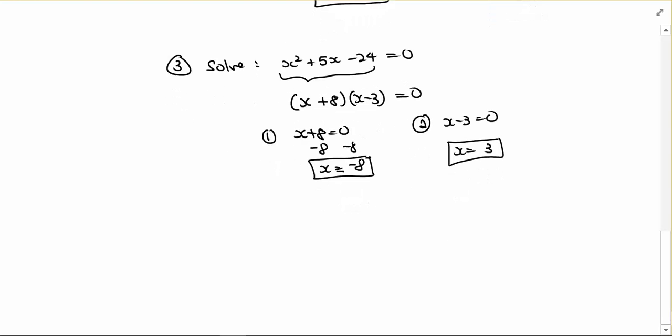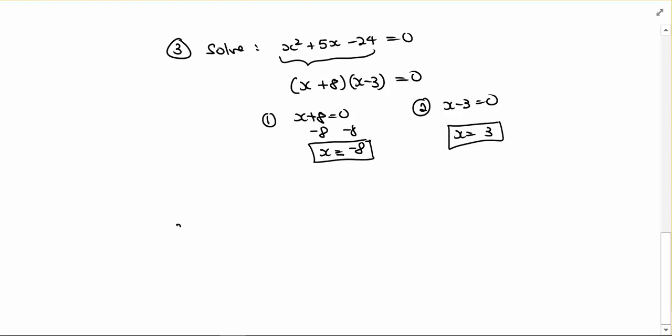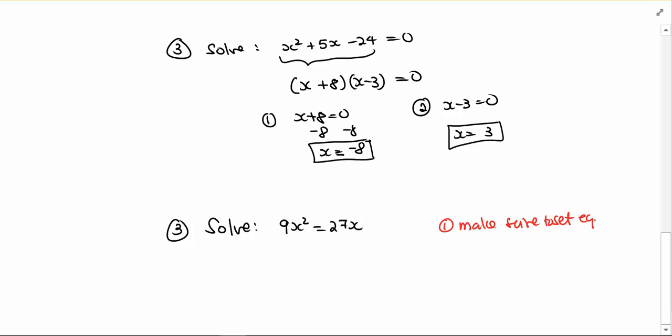Let's do another one. So this time let's solve 9x squared equals 27x. Now, key to solving quadratics is to make sure first, one, you want to make sure you have it set equal to 0. Make sure to set equal to 0.